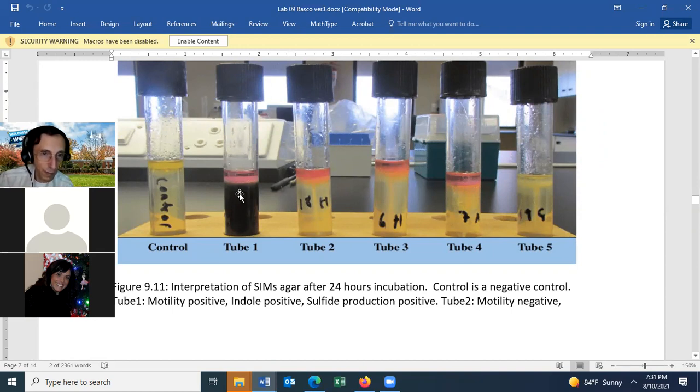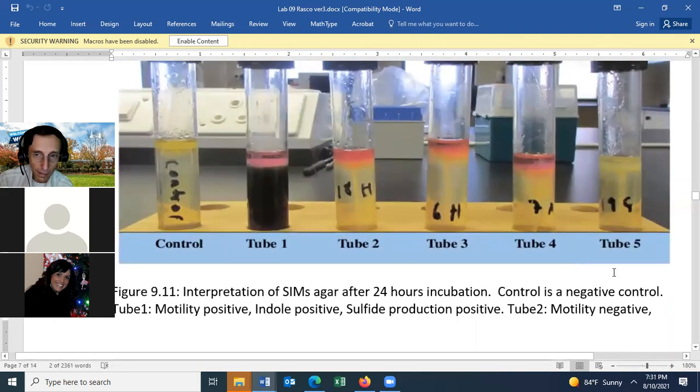And then you look to see where the bacteria are. It's hard to determine here because of the black stain, but this one shows it best: the bacteria are only growing in the stab. This one, there's the stab, and we can see the bacteria growing in this region and this region here too. And so the bacteria are clearly moving away from the stab. So this one is motile. It has indole formation, but no hydrogen sulfide production. All right, any question about the SIM test?